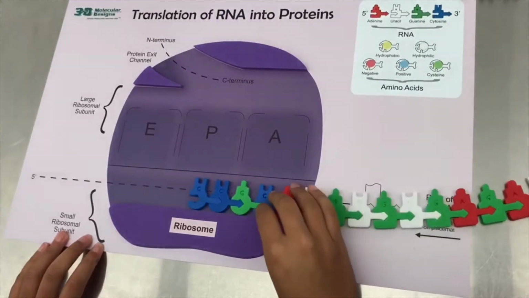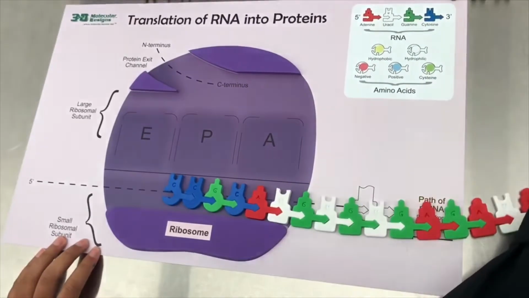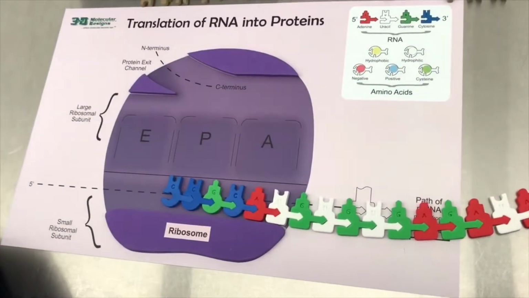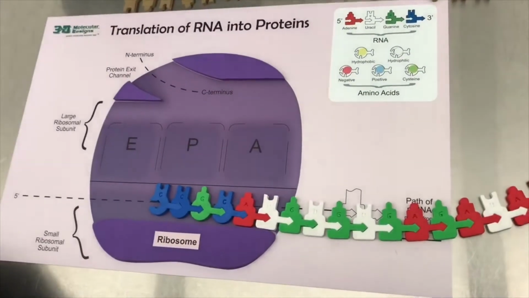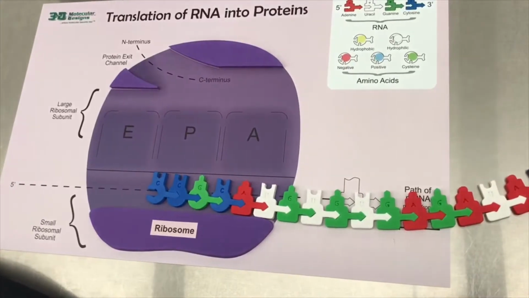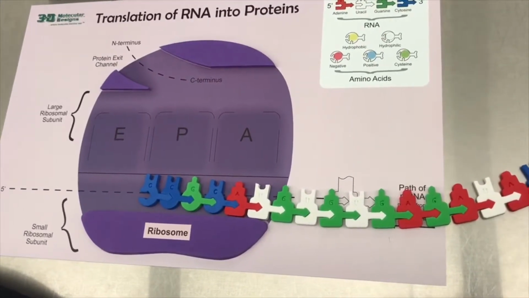Initiation is the first part of translation. In the small ribosomal subunit, mRNA is read by its codons. Every 3 nitrogen bases is called a codon, and every codon will code for a specific amino acid. The order of the nitrogen bases ultimately gives the order of amino acids which will make our proteins.